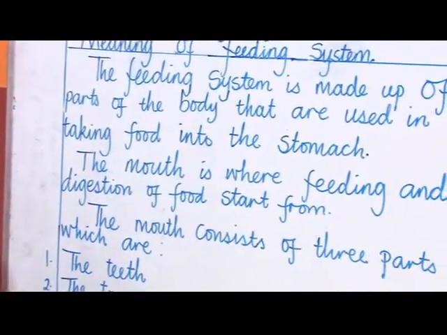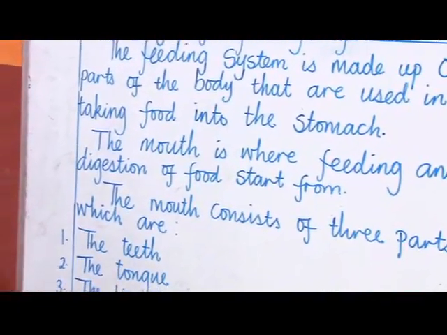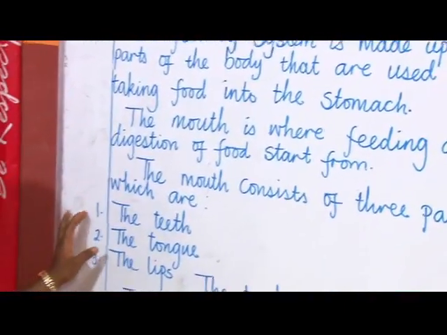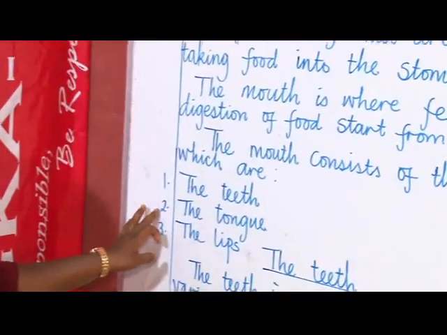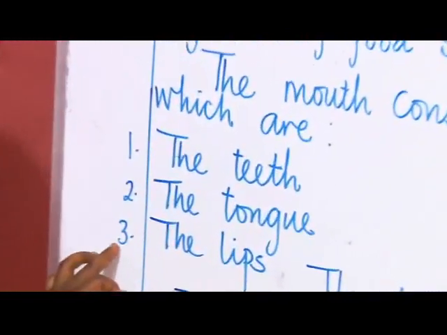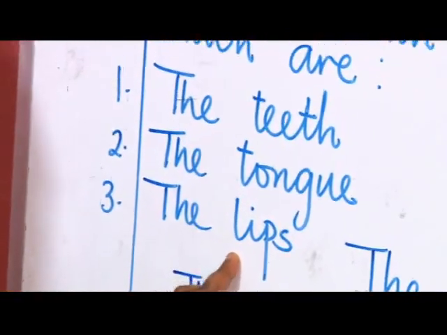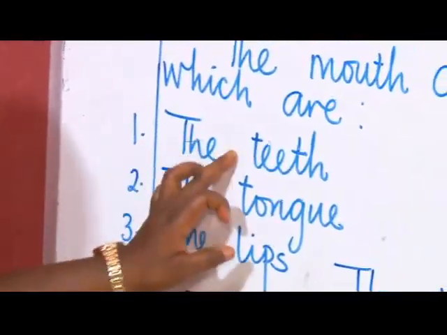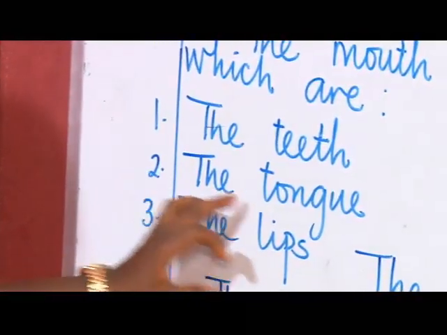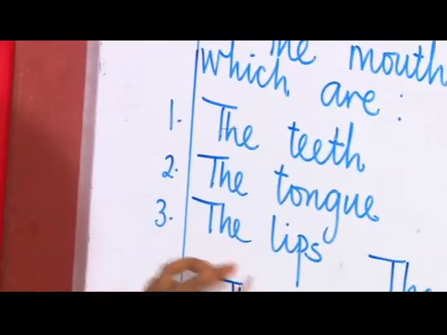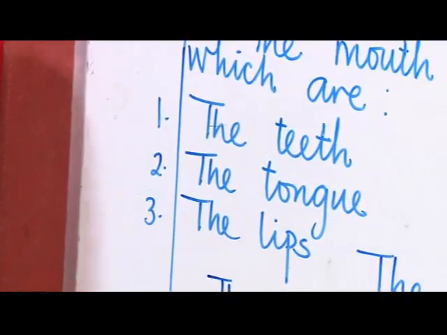The mouth consists of 3 parts, which are number 1, the teeth, number 2, the tongue, number 3, the lips. I repeat, number 1, the teeth, number 2, the tongue, and number 3, the lips. Let's talk about the teeth.